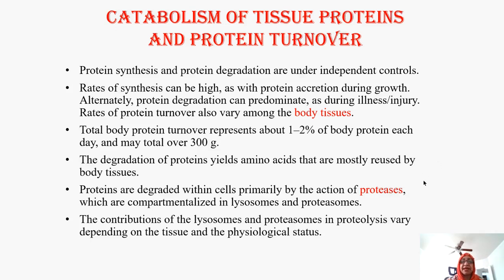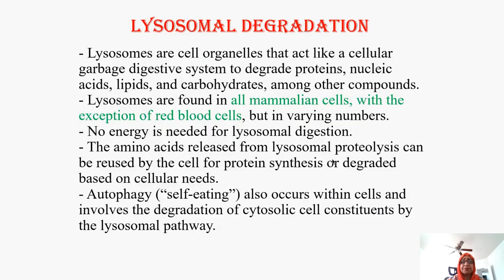So where do we degrade those proteins? The proteins are degraded mainly in the lysosomes and proteasomes. Lysosomal degradation is a very normal process, and we have lysosomes in all mammalian cells except the red blood cells. In the lysosomes we do have digestive enzymes for proteins, carbohydrates, lipids, and nucleic acids. Everything that we don't use, we send to our lysosomes, and there it is degraded. Lysosomal digestion doesn't even require energy. So it's a simple process.